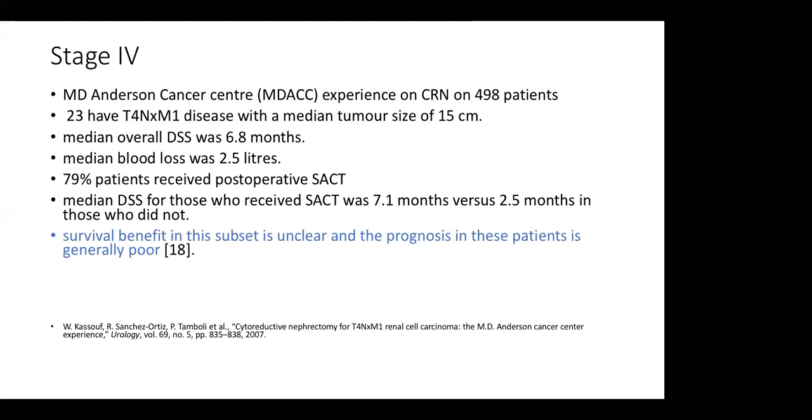At MD Anderson, they looked at stage 4 cases, almost 500 cases, and 23 had T4 disease. Median tumor size was 15 centimeters, which is quite a size. And median overall survival was 6.8 months, with a fair bit of morbidity with blood loss. So the conclusion: survival benefit is unclear, and prognosis in these patients is generally poor with T4 disease.